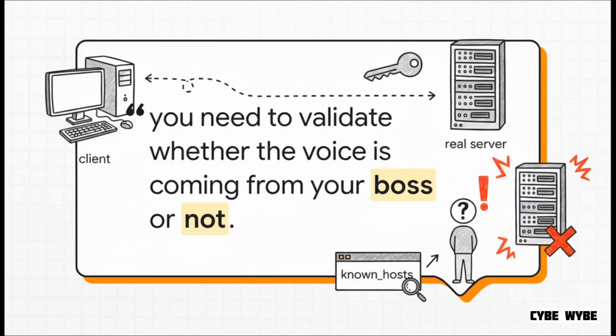So, authenticating the server is absolutely crucial. Your computer needs to know for sure that it's talking to the real server and not some imposter. So the server sends over its public key. Your client then checks this key against a little file on your computer called known_hosts. If it's the first time you've ever connected, it'll ask you to confirm. But if that key has changed since the last time you connected, SSH will scream at you with a big warning because that could be a sign of a man-in-the-middle attack.